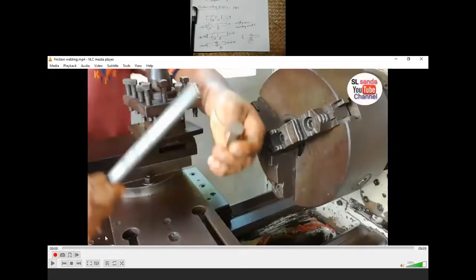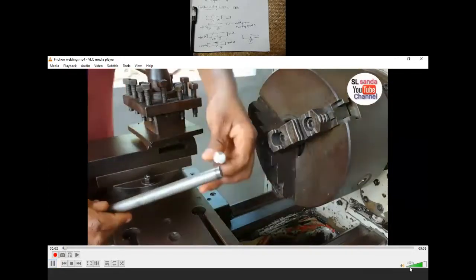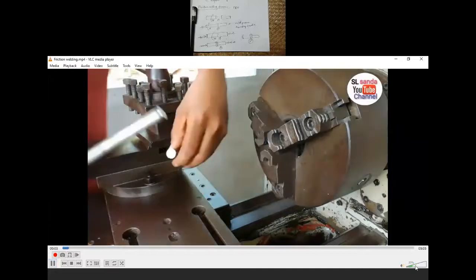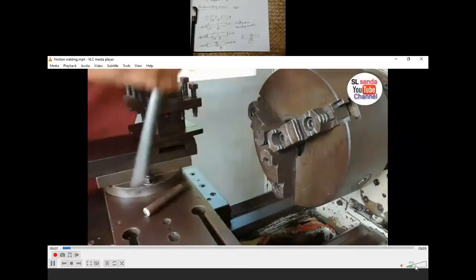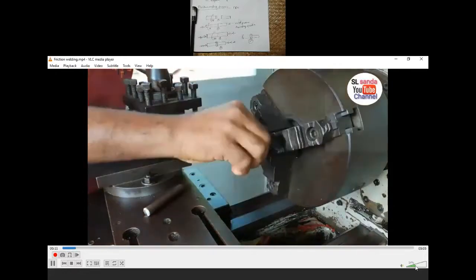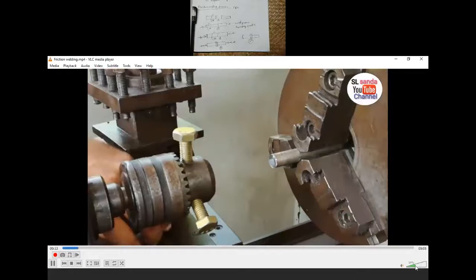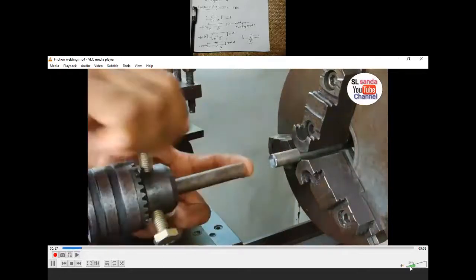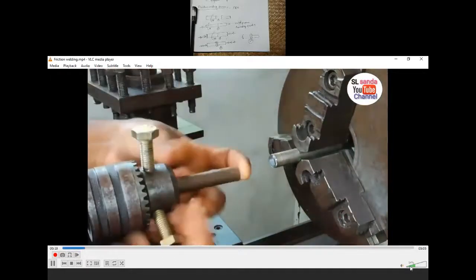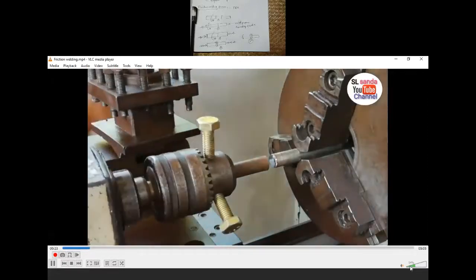Okay, so this is the one. These are the two bars, and this is a simple lathe. You can see this is a lathe chuck, three-jaw chuck, self-centered chuck. I hope you remember. And this is just another attachment, a small drill chuck, which is attached at the tailstock assembly.